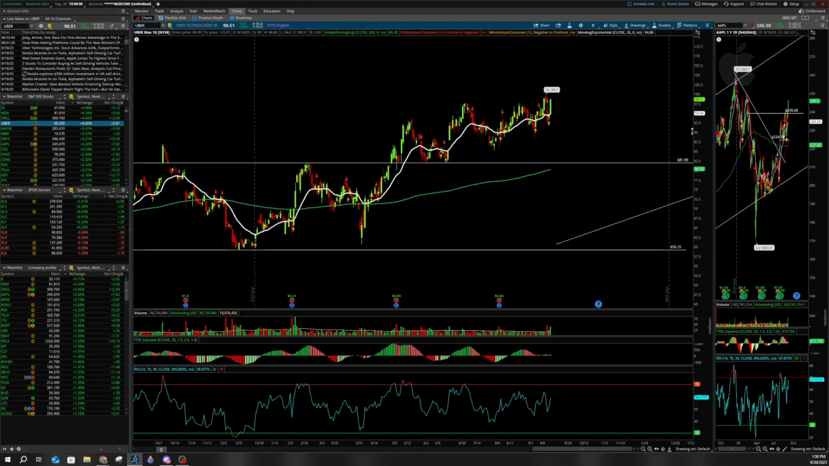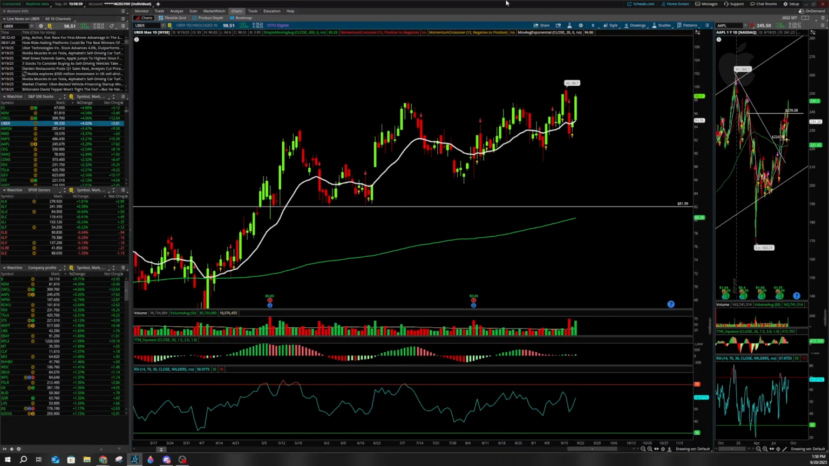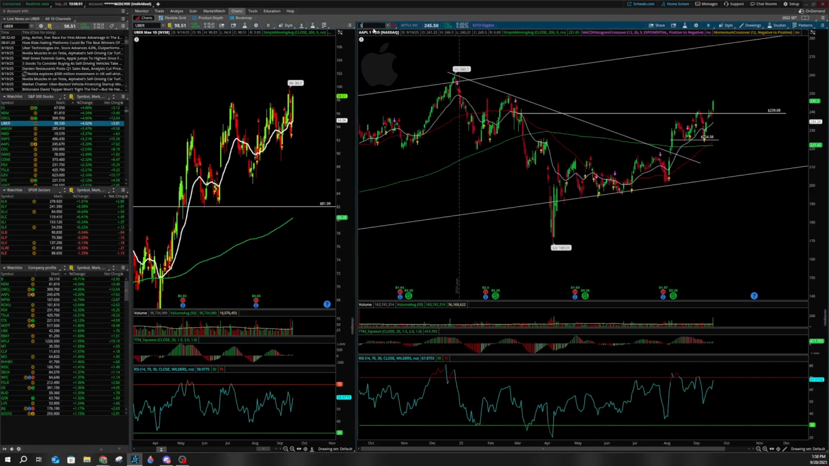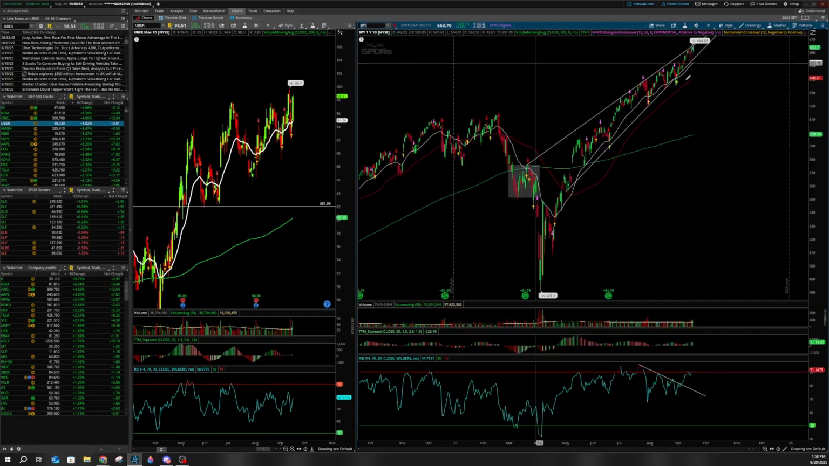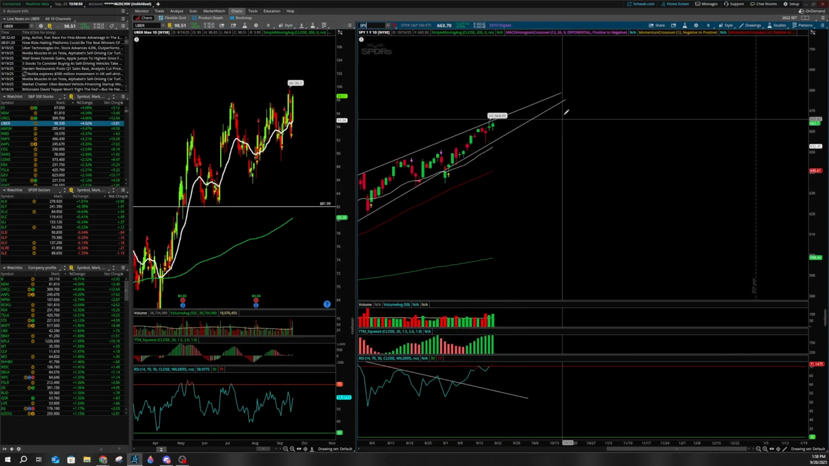Now let's take a look at Uber. How does Uber look, team? Uber is going to see another green candle heading into Monday and Tuesday session. Now, why do I believe that the overall market is going to advance higher? Because, like I said, the S&P 500 is holding up and the RSI is above 70.